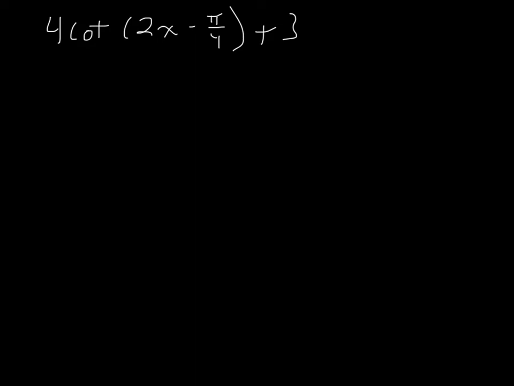Let's graph the cotangent. For cotangent 2x minus pi over 4 plus 3. Same starting steps as all the other graphs. Our absolute value of a is equal to 4. Our k is equal to 3. This is also our horizontal axis. Shifting the graph up 3.